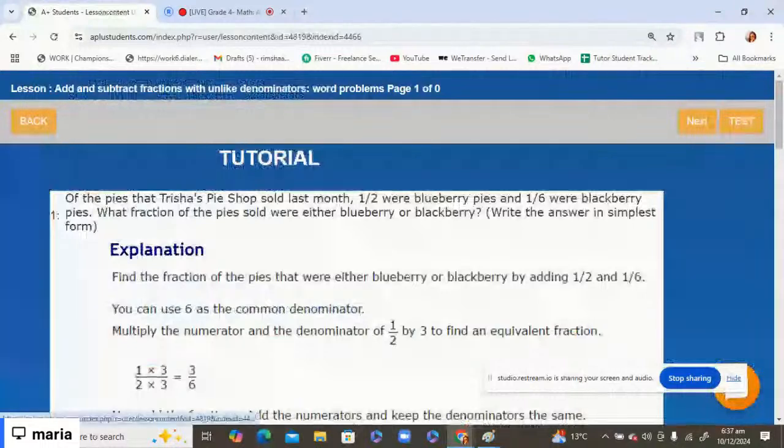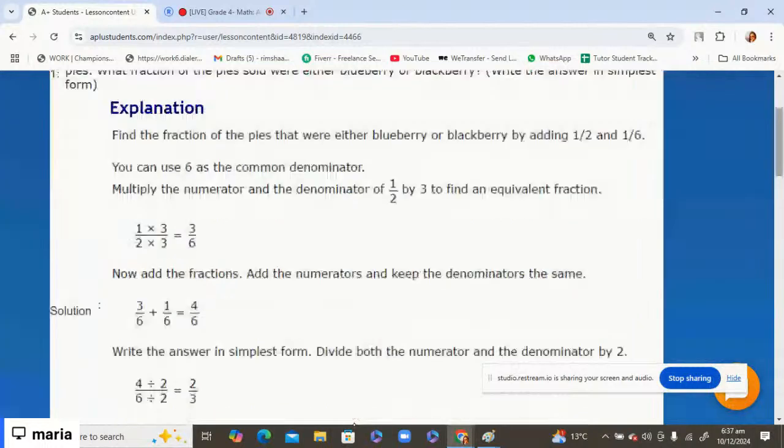Of the pies that Teresha's pie shop sold last month, 1 by 2 were blueberry pies and 1 by 6 were blackberry pies. How many blueberry? 1 by 2. How many blackberry? 1 by 6. What fraction of the pies sold were blueberry or blackberry? So it's 1 by 2 and 1 by 6. Let's do it.